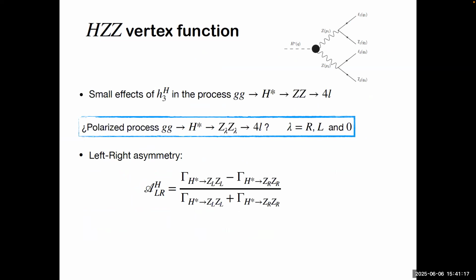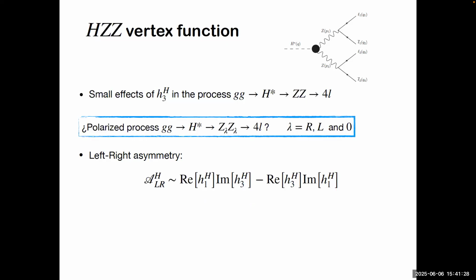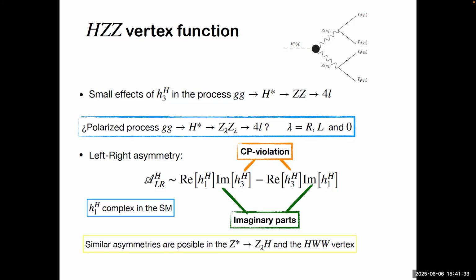But if I consider the polarization of the Z bosons, I can define a new kind of left-right asymmetry, which we are also proposing for the first time. And we find that it can be written in this form. Please note that here we have the CP violating form factor. And if we observe this asymmetry at the LHC, it will be a signal of a new source of CP violation, which again is necessary to explain the asymmetry between matter and antimatter in the universe.